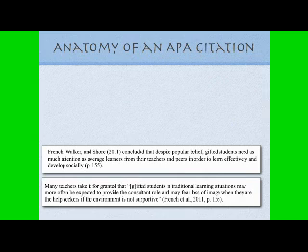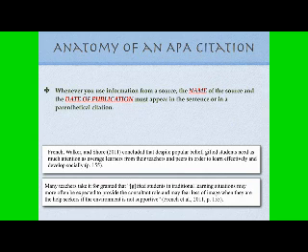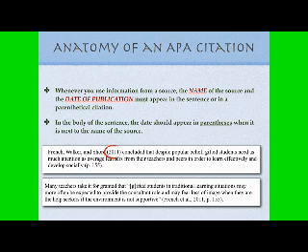Remember, at the very least, you must give your reader the name of your source and the date of publication. And it's got to be either as part of the sentence or in the parenthetical citation. If you've worked the name of your author into the body of your sentence, the date must appear in parentheses next to the author's name.